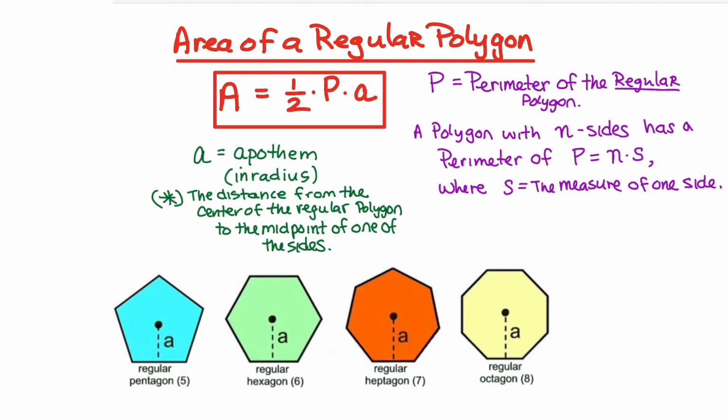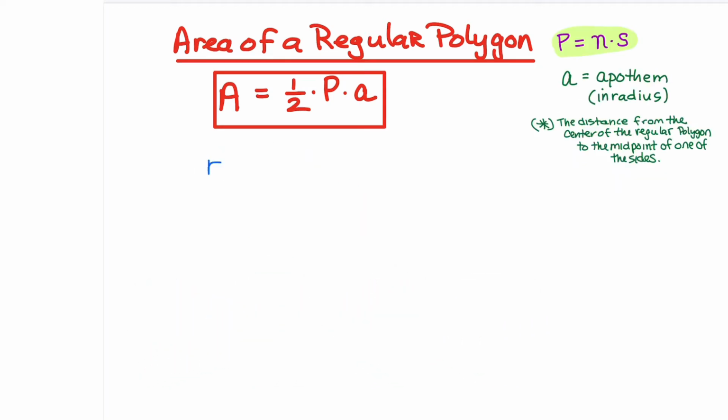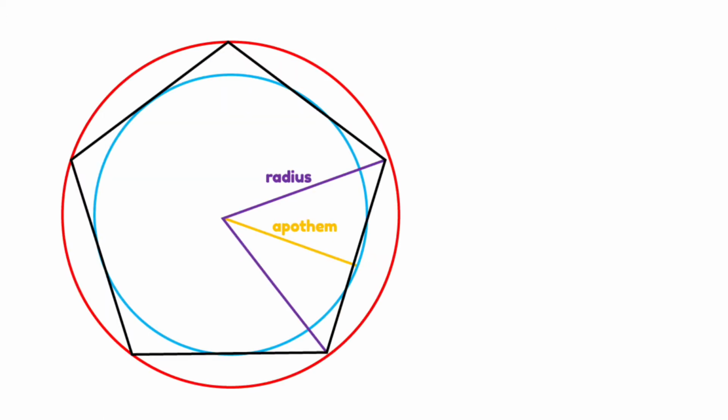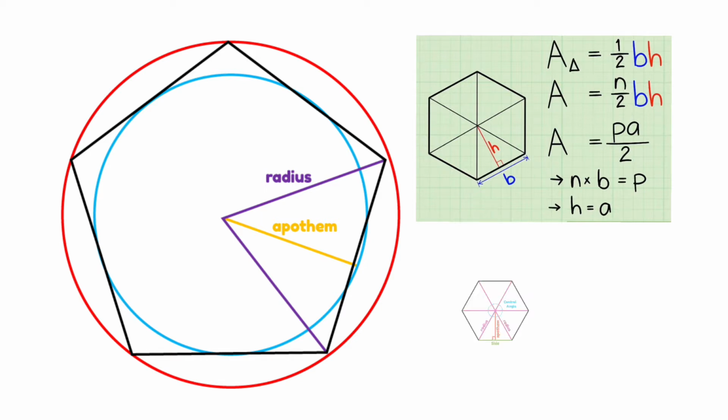Here are a few examples of apothems in some regular polygons. Now we can also define a radius for a regular polygon, and that would be the distance from the center of the polygon to one of the vertices, that is, one of its corners. So there's a slight difference between the apothem and the radius of a polygon. One goes to the midpoint of the side, the other to the vertex. Here's an example of what I mean.